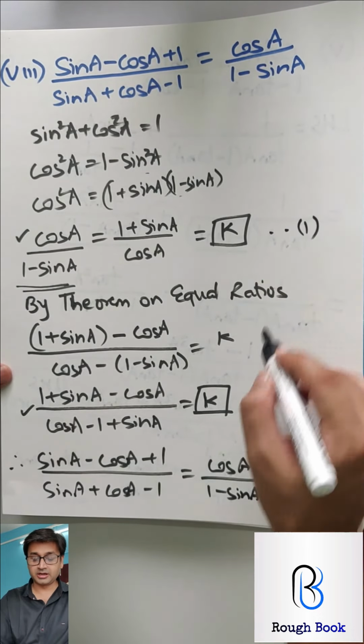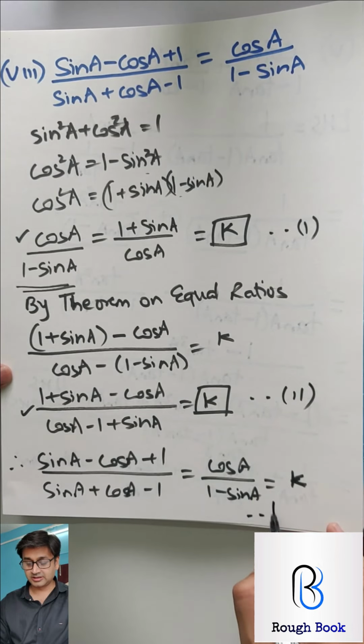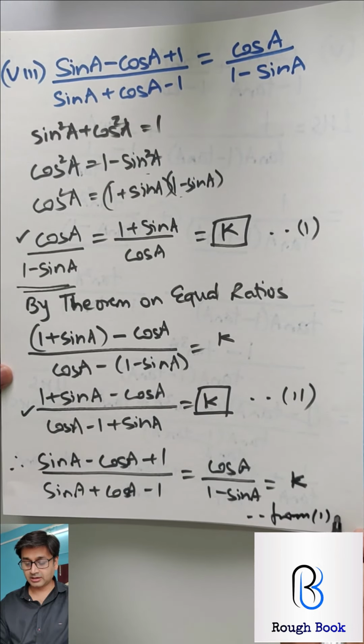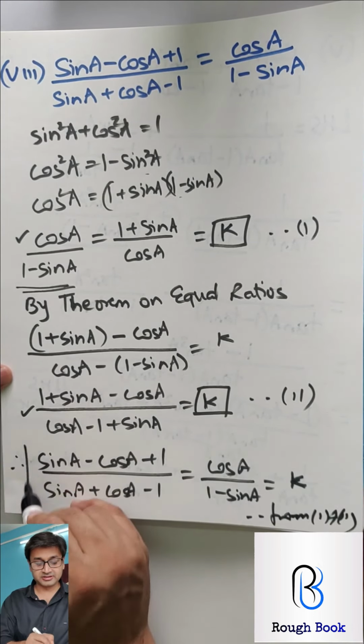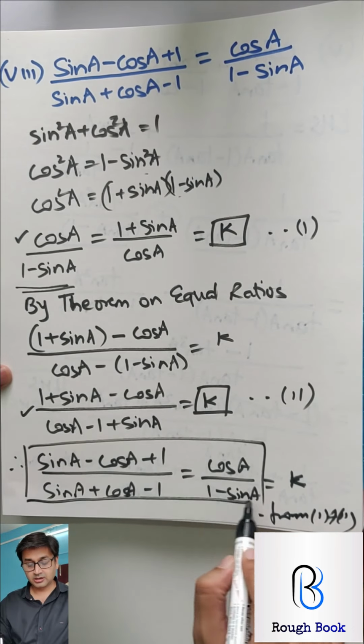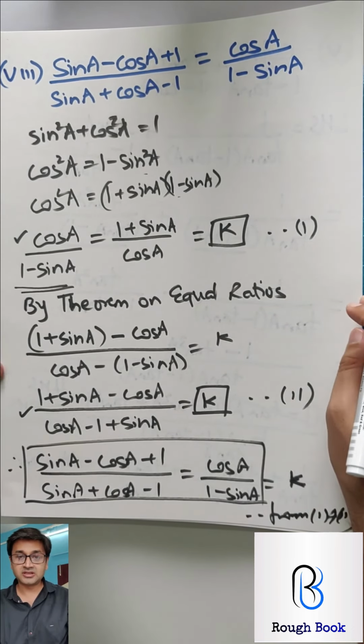You can say over here 1 and here 2. So here you can say from 1 and 2. So you give the reason, both parts equal. You can say therefore LHS equals RHS.